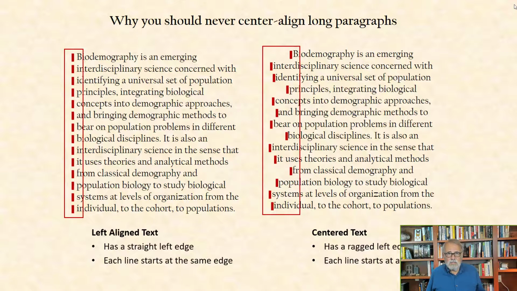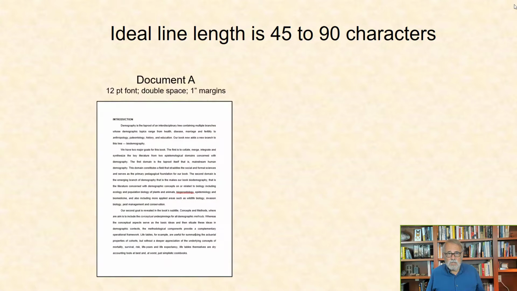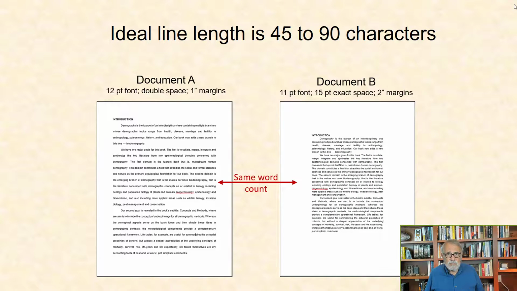The ideal line length is from 45 to 90 characters. For example, the document on the left is in 12-point font, double-spaced with 1-inch margins. Whereas the document on the right is 11-point font, 15-point exact space, and 2-inch margins. Both have exactly the same word count. However, the document on the right is much easier to read because of the shorter line lengths.